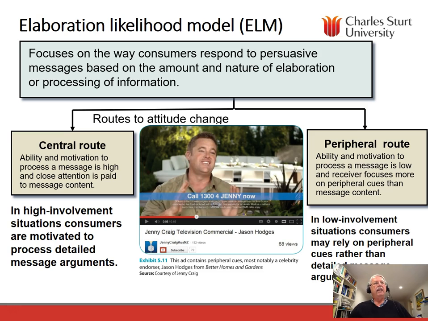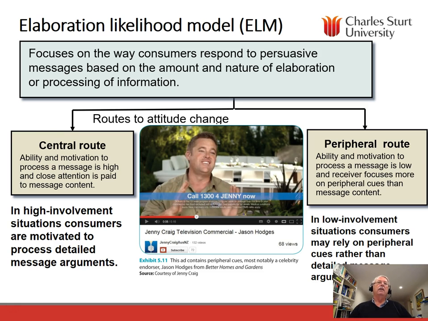So here, when we look at the ELM model, it focuses on the way consumers respond to persuasive messages. And we have these two routes to attitude change, the central route or the peripheral route. So the central route basically says, if I have the ability and motivation to process a message, if that ability and motivation is high, and close attention is paid to the message content, consumers will read through and try to understand the detailed message arguments.